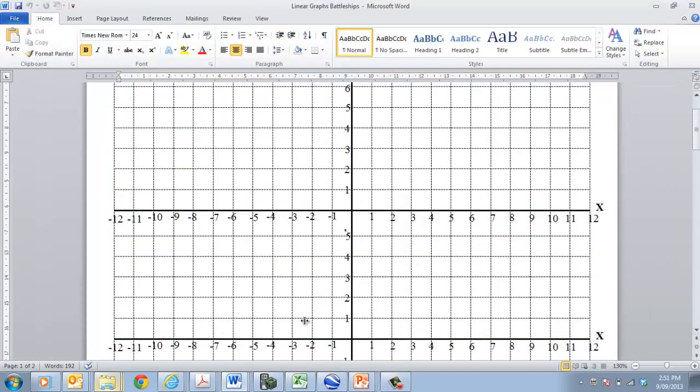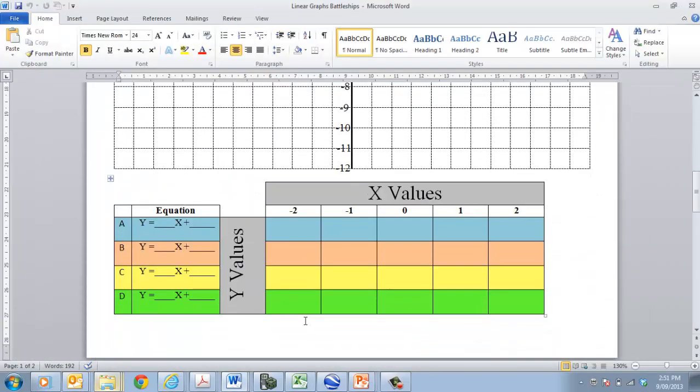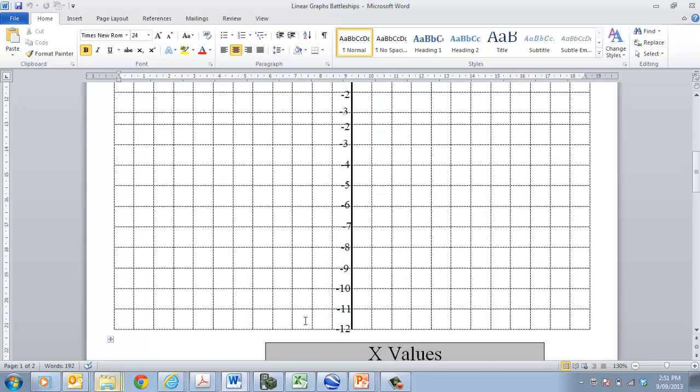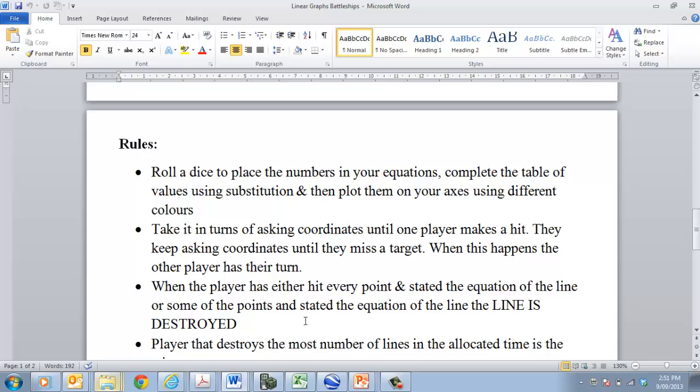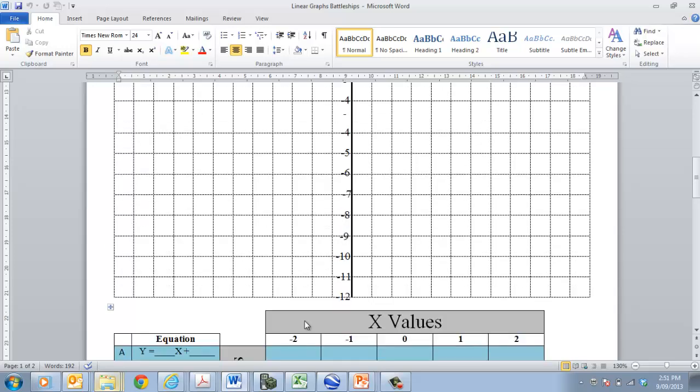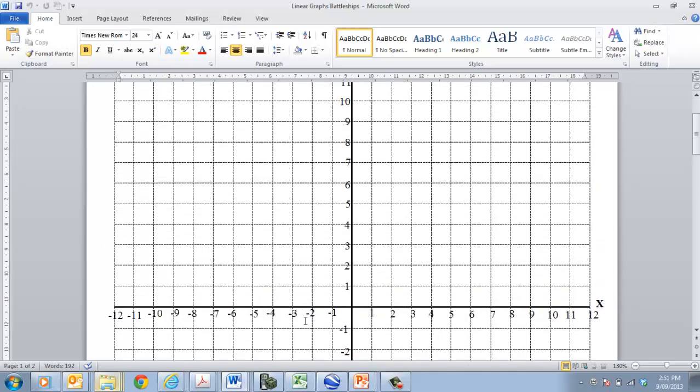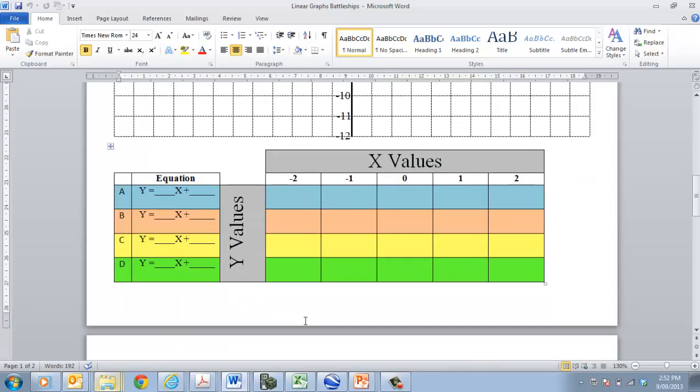The idea of this game is they will, using a table of values, roll the dice to get these numbers for A, for the X and the other value there, complete your table of values, plot that on the graph using different colours, and then the rules are they take turns guessing the coordinates. Okay, so if they actually hit something, obviously they'll mark that as a hit. So let's say they get a pattern of things coming down this way, then what they have to do to actually win the game is they have to tell you what the equation of that line is. So it's sort of matched towards the equation of the line.